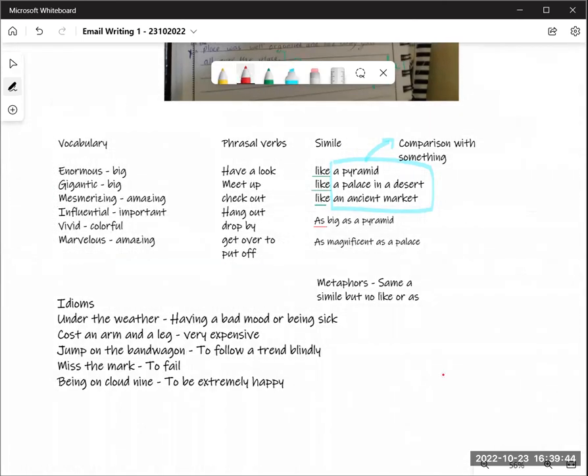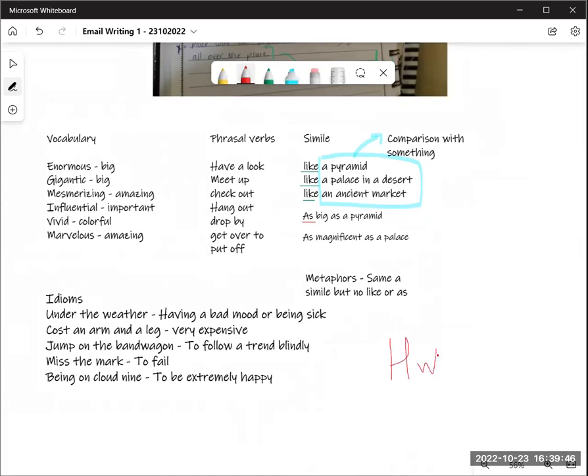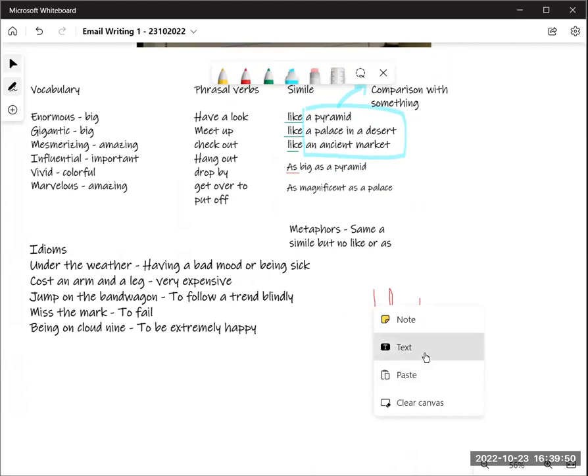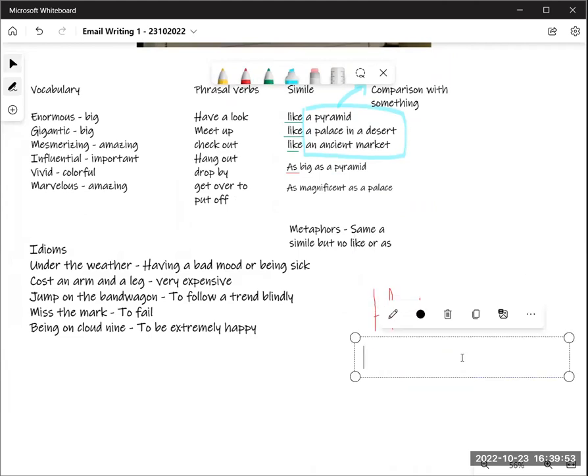Now, the homework is finish the question. I'll give you the screenshot of the question in the GCR. You should take it right now. Finish the question and use these words. Use these in your writing.